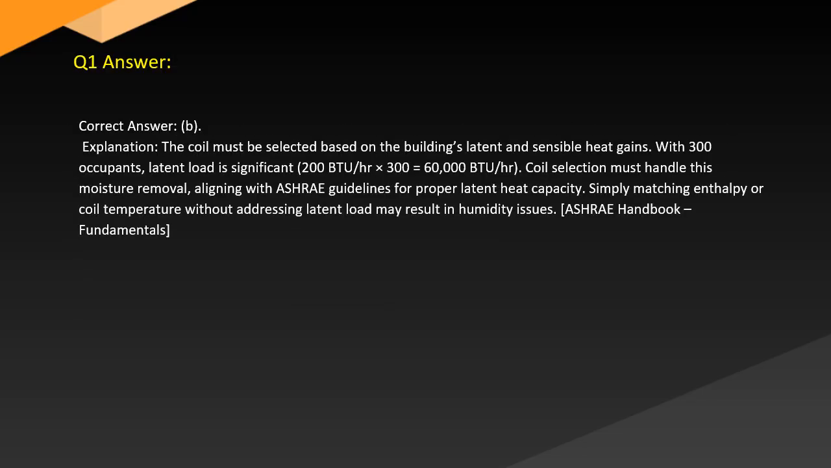Answer. Correct answer: B. Explanation. The coil must be selected based on the building's latent and sensible heat gains. With 300 occupants, latent load is significant. 200 BTU x 300 equals 60,000 BTU. Coil selection must handle this moisture removal, aligning with ASHRAE guidelines for proper latent heat capacity. Simply matching enthalpy or coil temperature without addressing latent load may result in humidity issues. ASHRAE Handbook, Fundamentals.